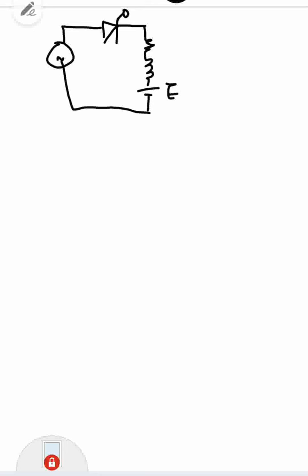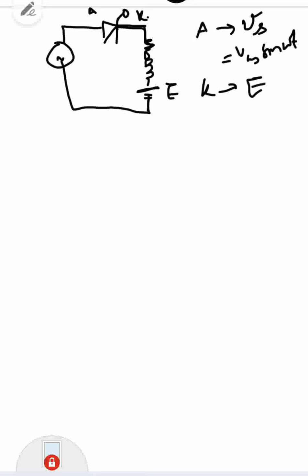A sine voltage because the input is AC, a thyristor, and R, L and E. So this is E. From observation itself we can understand that this is the anode of the SCR and this is the cathode. The anode is permanently connected to the supply voltage Vs, which is equal to Vm sin omega t. The cathode is permanently connected to the battery E through this R and L.